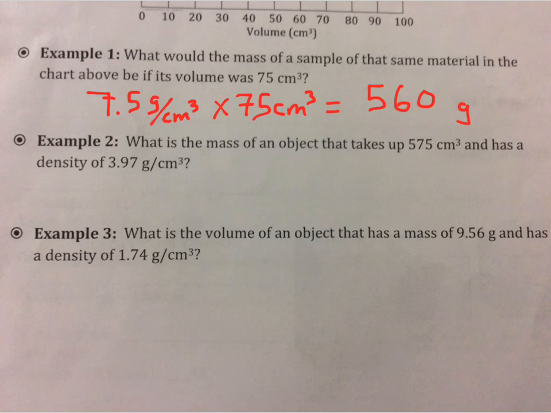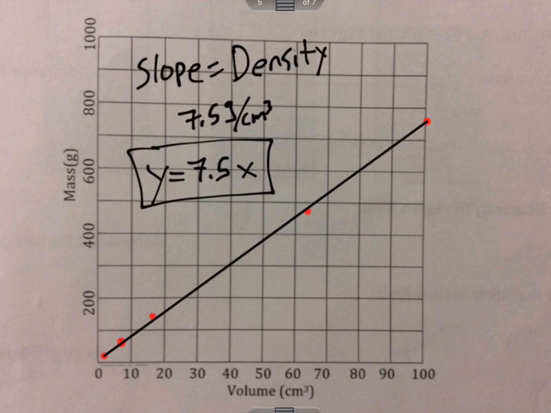There's actually another way to solve this problem, and it involves the graph. Since all this information is up on that graph, let's go back to that graph and take a look. You could use this graph to answer the question. You should get the same answer. Okay? So how to do that? Well, it's 75 centimeters cubed, so I'm going to find 75 centimeters cubed this way, and I'm going to go up to the line.